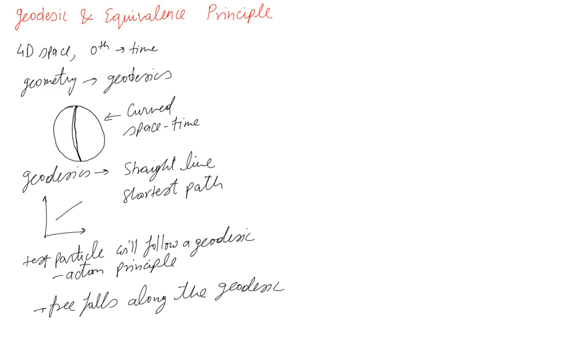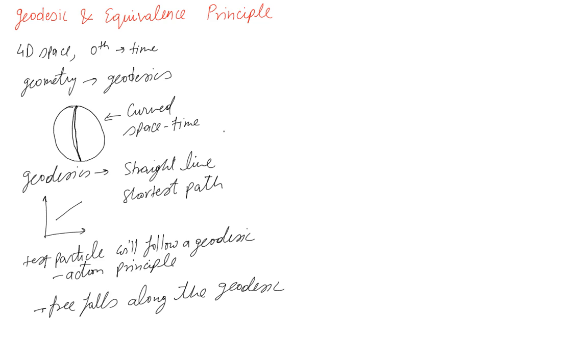So if you let a small mass fall from, say, some height onto the surface of the earth, it is going to follow a geodesic of the space-time curvature formed by the presence of earth, which may not be the same as this.